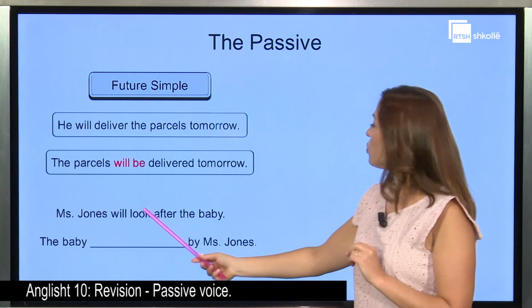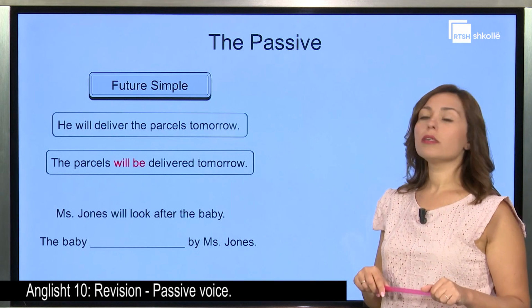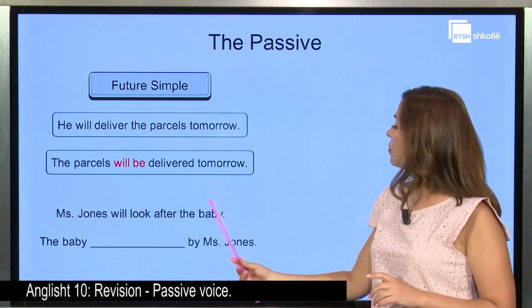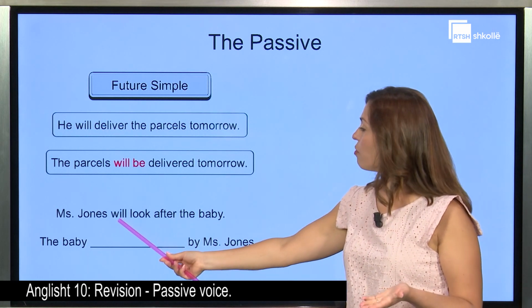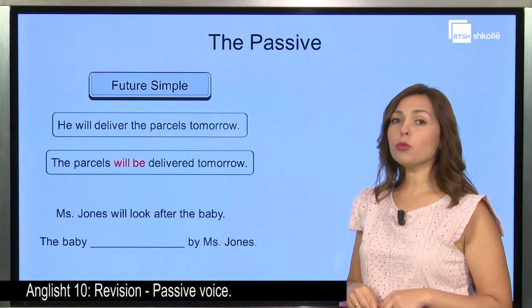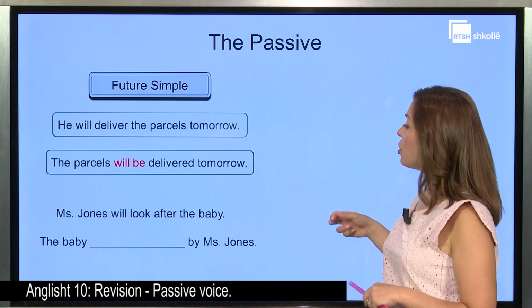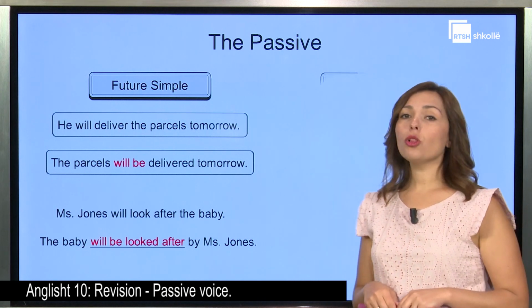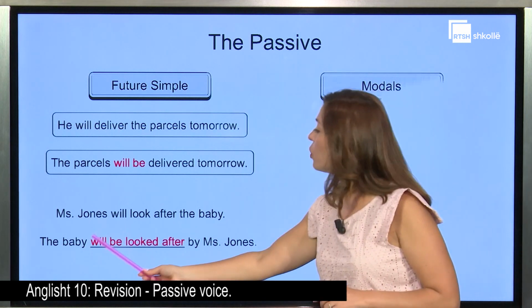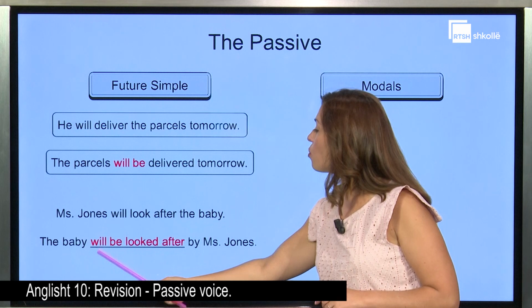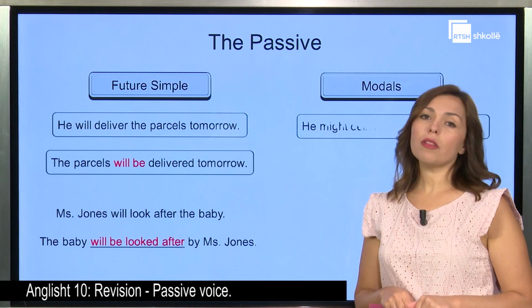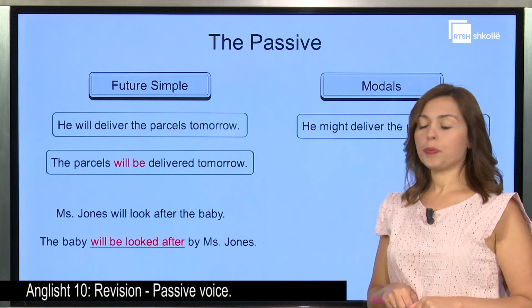Miss Jones will look after the baby. So the baby, what? We have will, put the verb to be in the future. The baby will be looked after. Will be, the future form of will, and the past participle of look, that is, looked, of course.